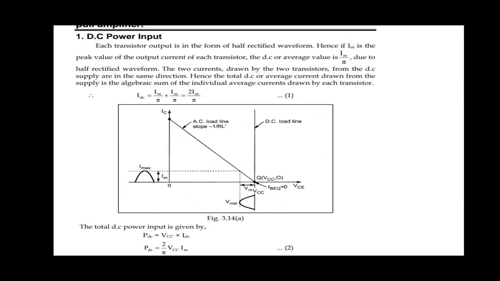Here the transistor works for less than a 180 degree cycle. The total DC power input is given by VCC into IDC. So PDC is 2 times Im by π into VCC.